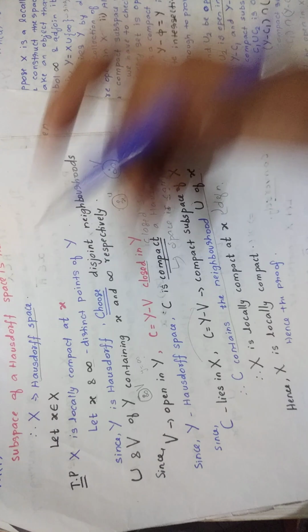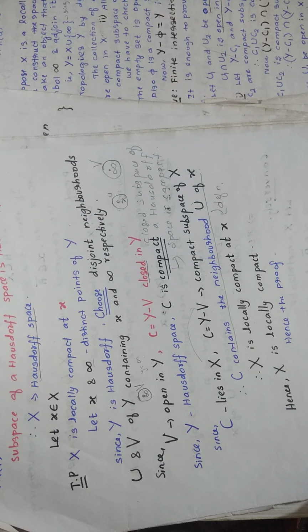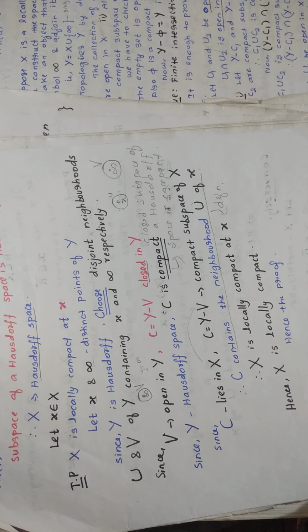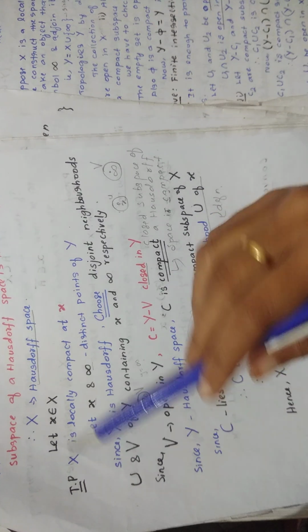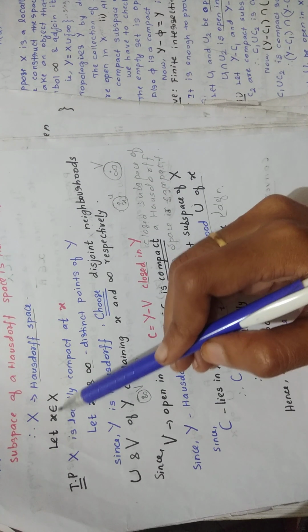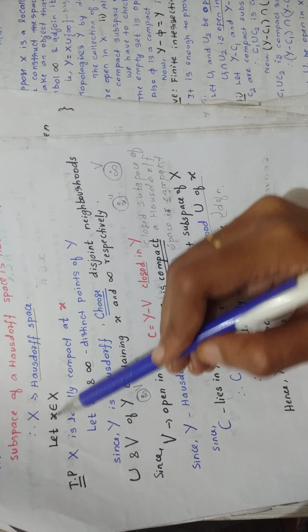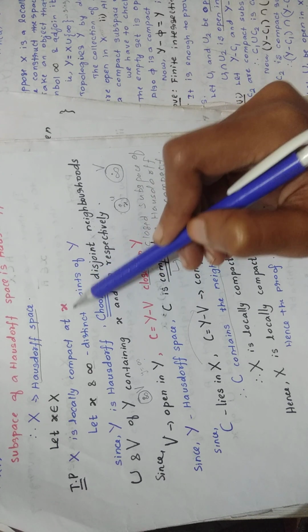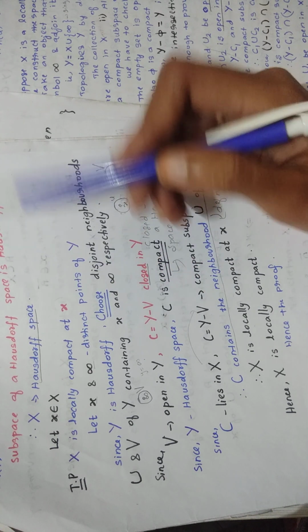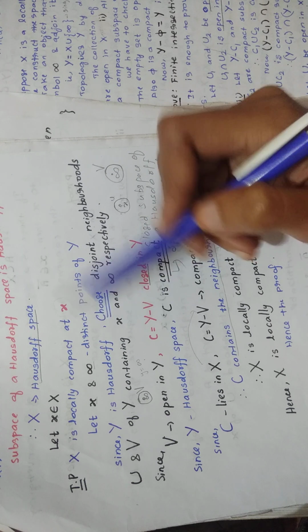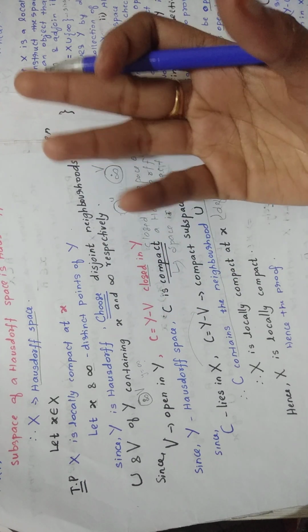Okay, let's proceed. To prove locally compact, you know the definition: there should be a compact set, and within that compact set you have the neighborhood. Right? That is the definition. So, let's see what to do. To prove X is locally compact, you take a point small x from X and you say X is locally compact at this point x. It means for this point, there is a neighborhood and that neighborhood is present inside a compact set. Then you can say X is locally compact.